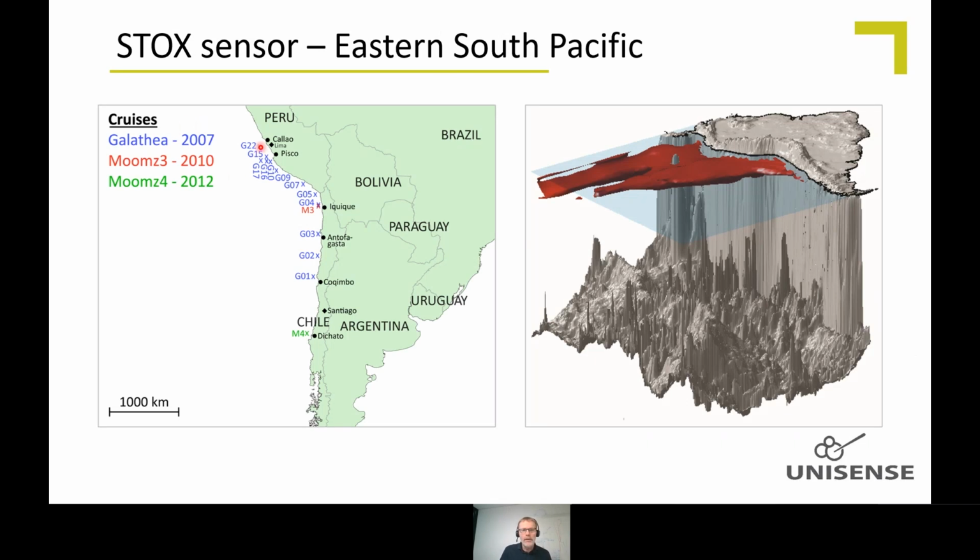a long time ago in the Pacific off Chile and Peru. Here there's a so-called oxygen minimum zone that's shown in red. So there's a large volume of water here that's very low in oxygen. It starts from about 100 meters depth and is then 200 to 300 meters thick, and it's a very long part of the zone along the coast that is low in oxygen.